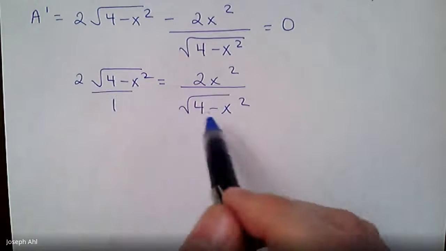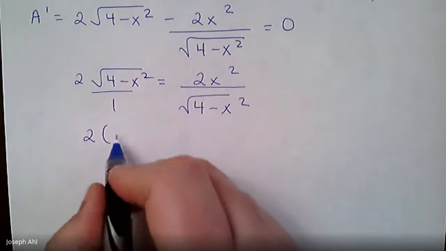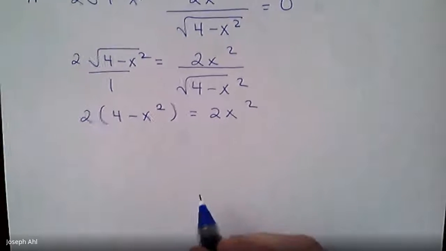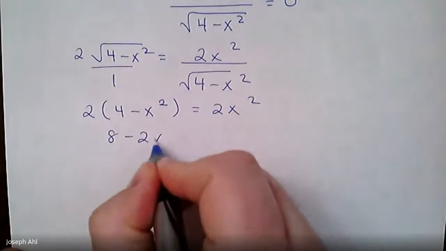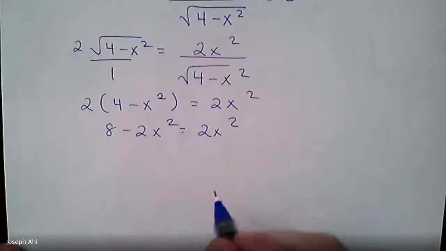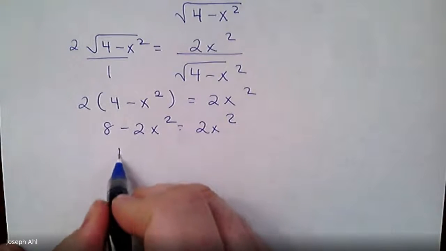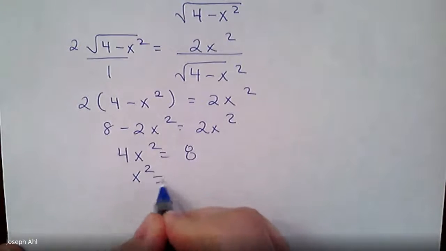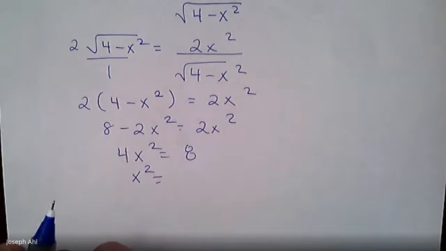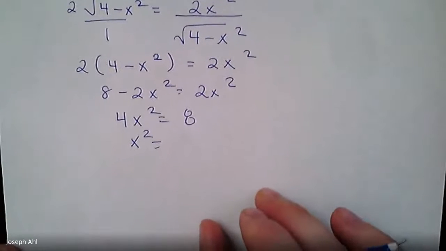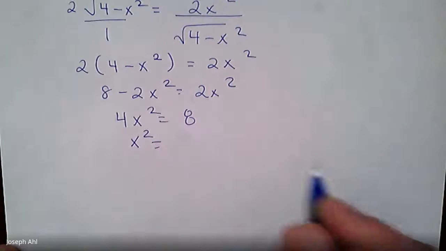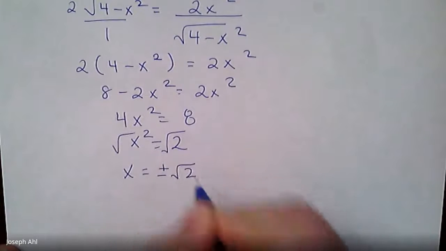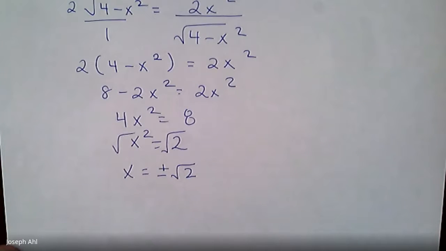So when you multiply both sides by radical 4 minus x squared, you get 2 times the quantity 4 minus x squared equals 2x squared. So distribute the 2 in, 8 minus 2x squared equals 2x squared. Add the 2x squared over to get that 4x squared is equal to 8. Okay, divide the 4 over. I probably didn't have to distribute it over here. I probably could have divided it out to start, but that's okay. So we get x squared equals 2 in this case, and then square root. The critical values to partition around are at plus or minus the square root of 2.